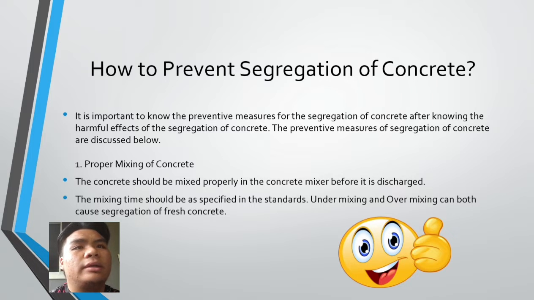Okay, now how to prevent segregation of concrete. It is important to know the preventive measures for the segregation of concrete after knowing the harmful effects of segregation of concrete. The preventive measures are discussed below. Okay, number 1, proper mixing of concrete. First, the concrete should be mixed properly in the concrete mixer before it is discharged. The mixing time should be as specified in the standards. Undermixing and overmixing can both cause segregation of fresh concrete.